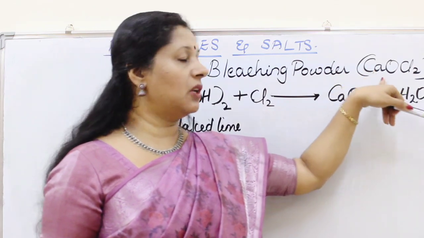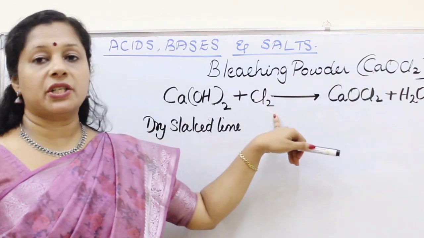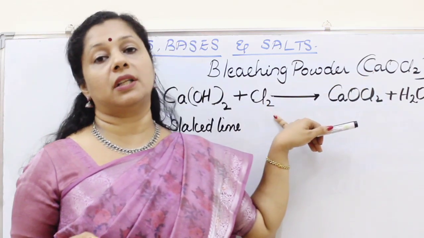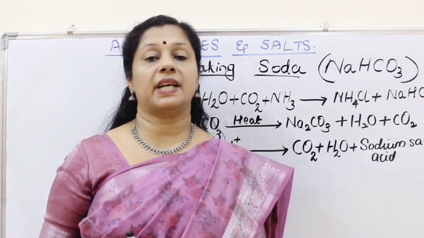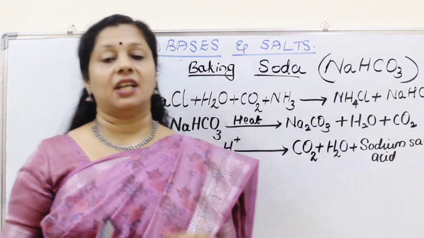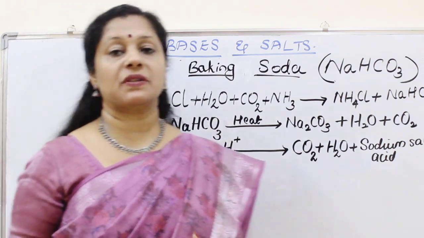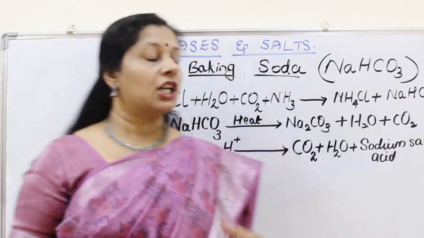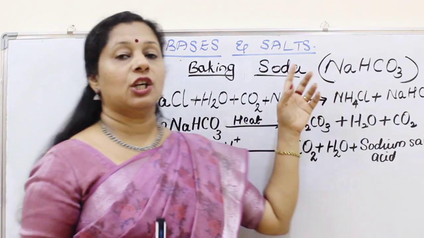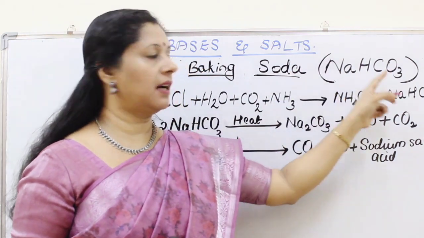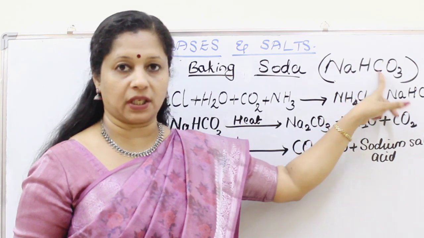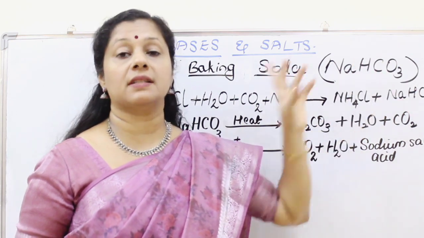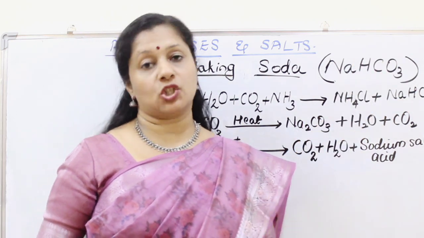We learned the formula of bleaching powder, how the formation of bleaching powder is happening, and what are the uses of bleaching powder. Next important compound that we have to study is baking soda. So from the word itself, it is used for baking purposes, right? So baking soda formula is sodium hydrogen carbonate. Sodium is Na, hydrogen is H, carbonate is CO3. NaHCO3 is the formula of baking soda.